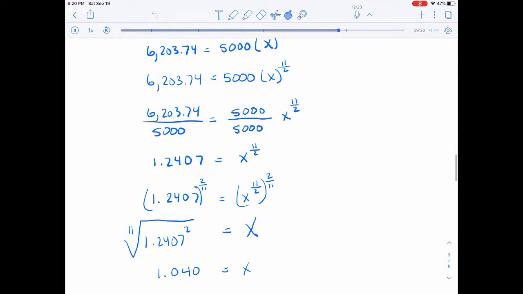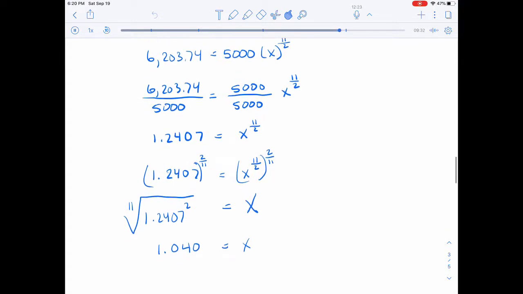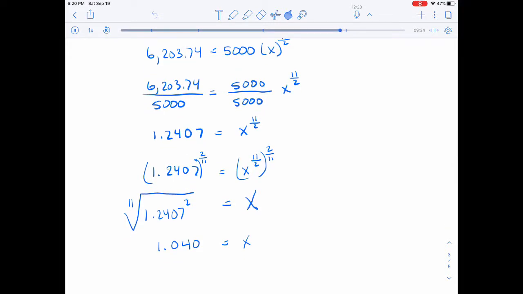Now that is going to be equivalent to 1.04. Now the problem was asking what is the interest rate. So the interest rate was 1 plus the interest. So for our interest we'd need to take 1.04 minus 1, which gives us 0.04. So that would be a 4% interest rate.